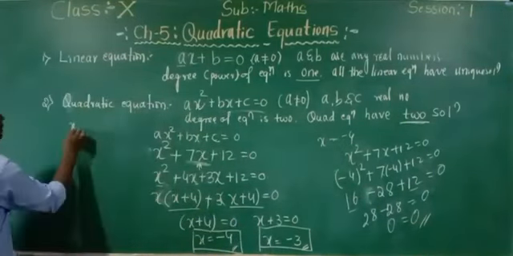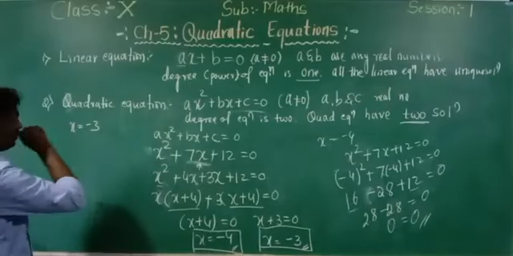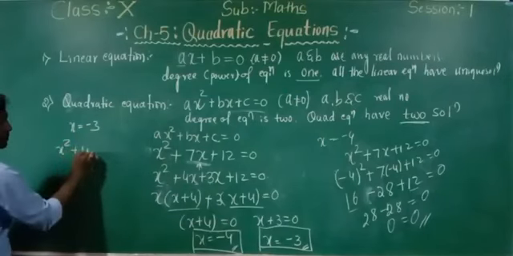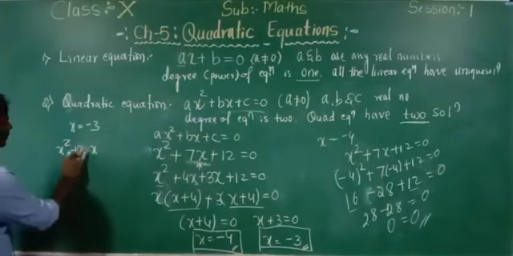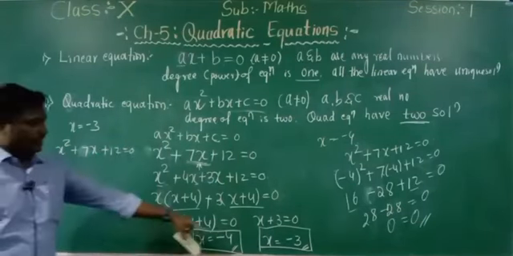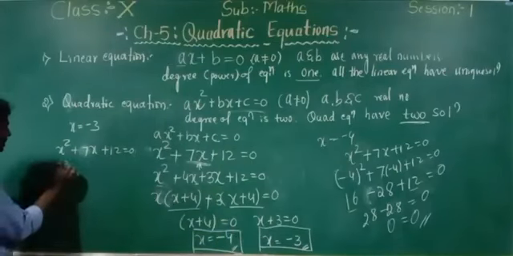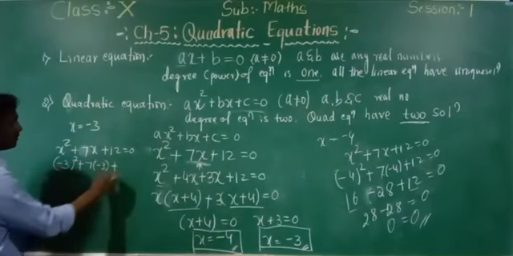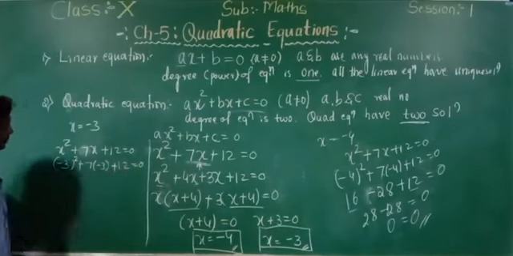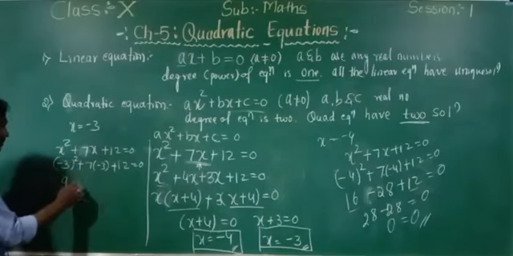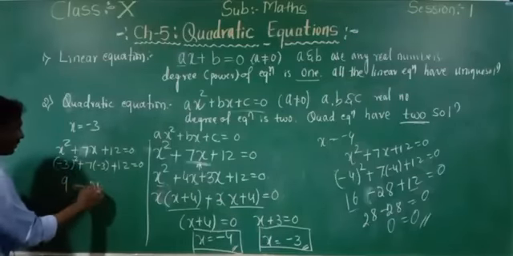So if x is equal to minus 3, substitute in the same equation x square plus 7x plus 12 is equal to 0. What is that x value? Minus 3. So minus 3 square plus 7 into minus 3 plus 12 is equal to 0. Minus 3 square is, multiply 3 two times, 9, plus into minus, 7 3s are 21, plus 12 is equal to 0.